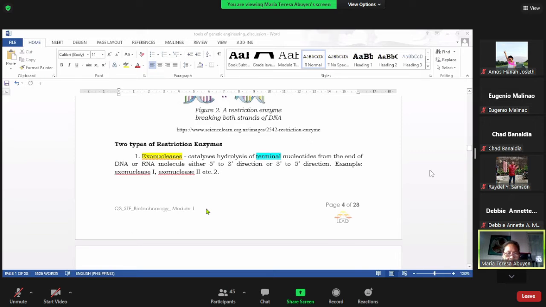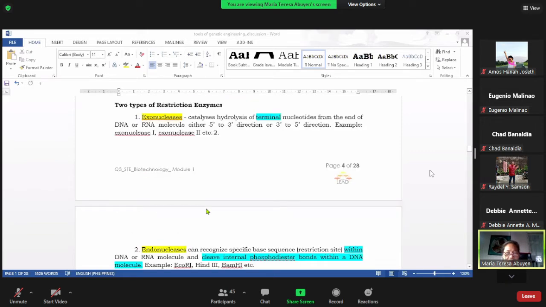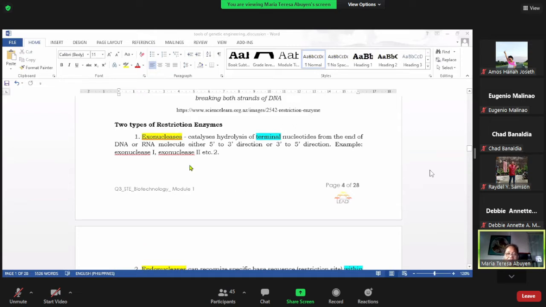So we have exonuclease 1, exonuclease 2, and others. So again, when we say exonucleases, this is the type of restriction enzyme that cuts at the terminal nucleotides, the ends of the DNA molecule.